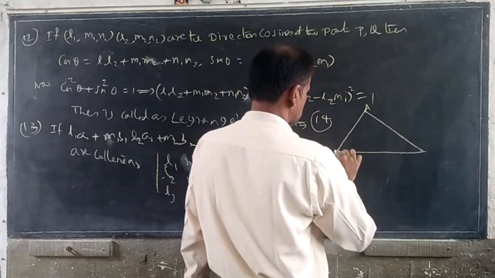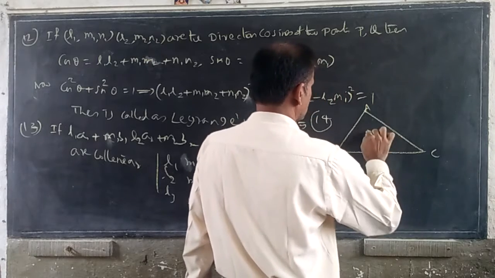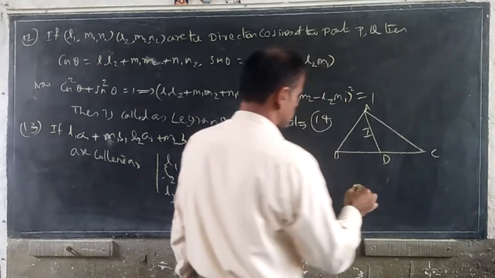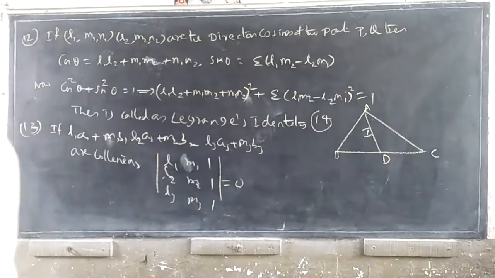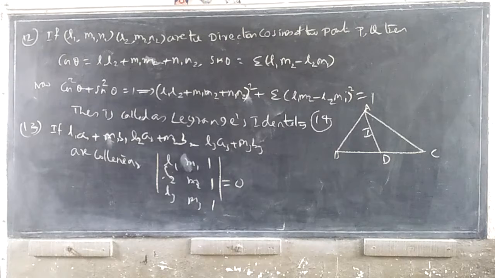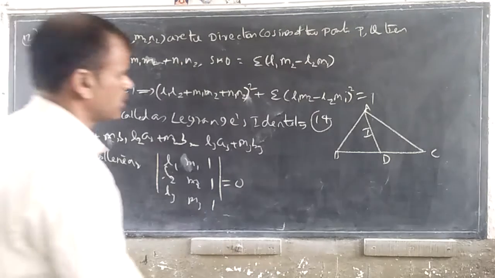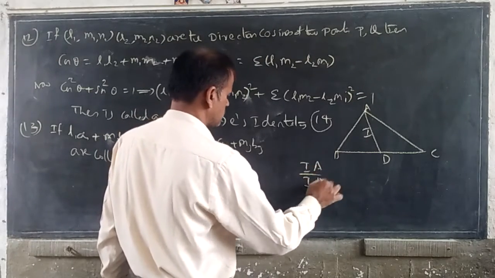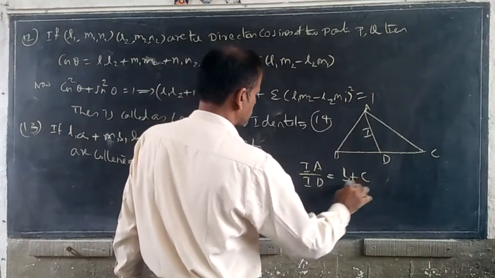A, B, C. I is the incenter. So to calculate using the internal bisector concept, IA by ID is equal to (b + c) by a. IA by ID is equal to b plus c by a.